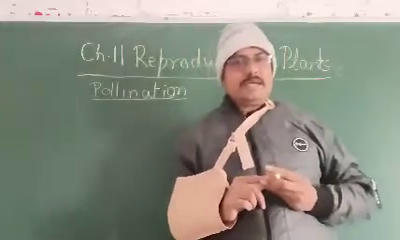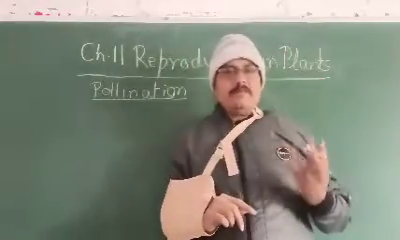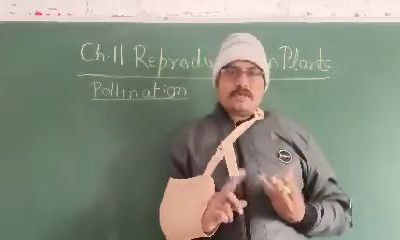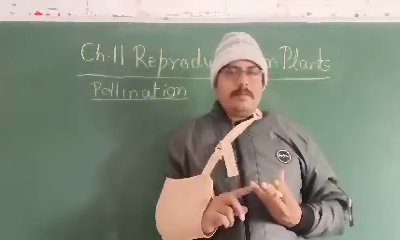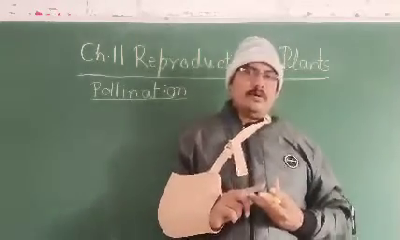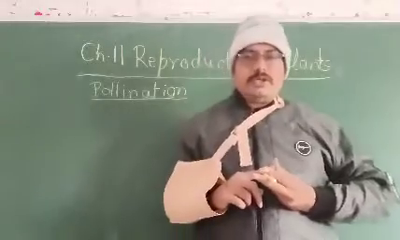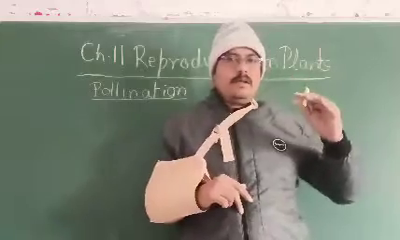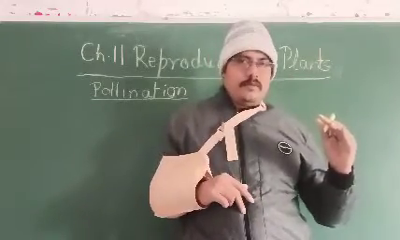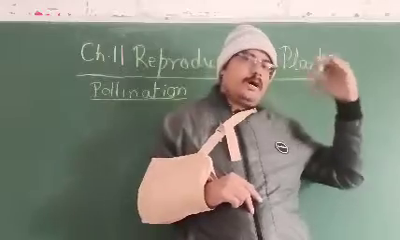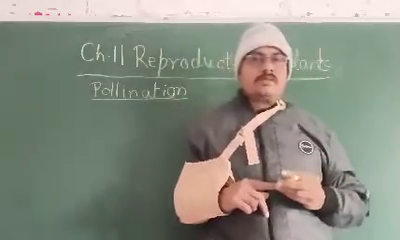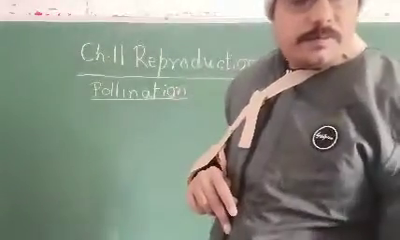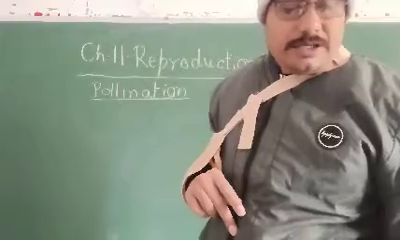If the pollen grain from the male part of a flower transfers to the female part of the same flower, it is called self-pollination. But if the pollen grain passes from the male part of one flower to the female part of another flower, that is called cross-pollination. Next, I will explain fertilization.